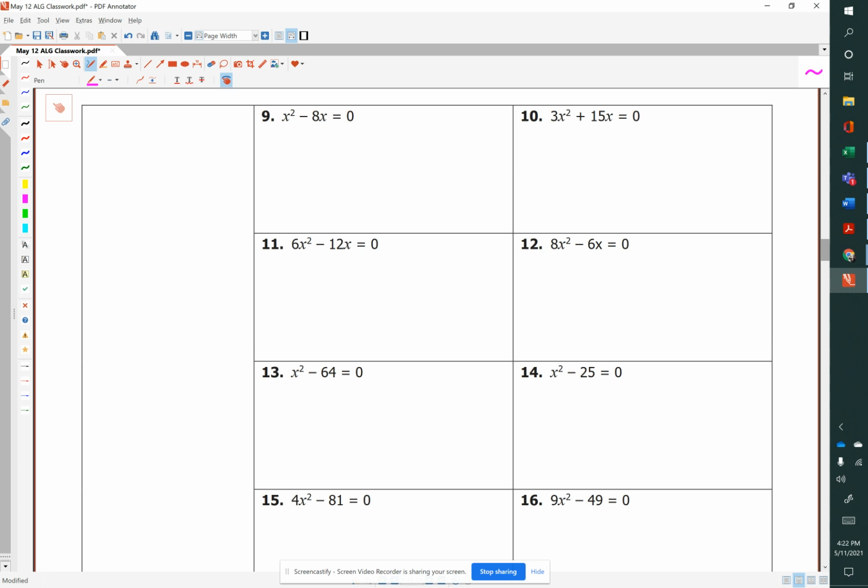So when we factor number 9, x squared minus 8x equals 0, we're simply going to factor out an x. So we have x times (x - 8) equals 0. Don't forget your factoring, but we can still solve this in a similar fashion. On the left side, we have x equals 0. On the right side, we have x - 8 = 0, x equals positive 8. So we do have two solutions. We have the set of all numbers such that x equals 0 or 8.